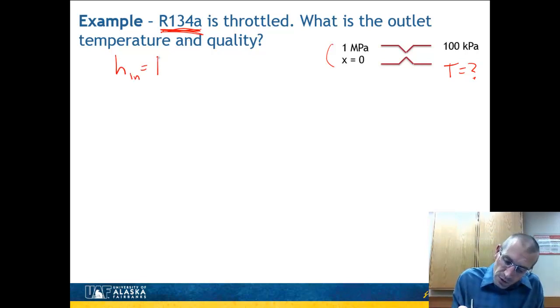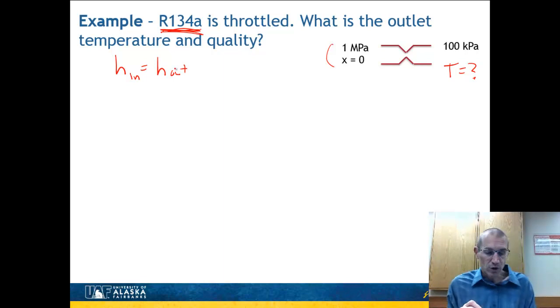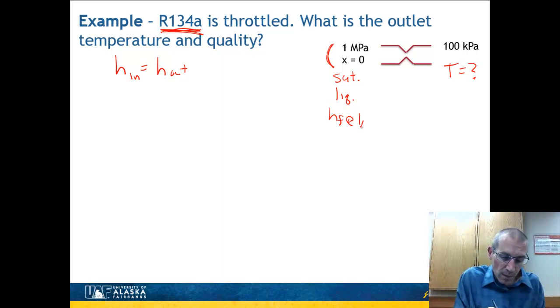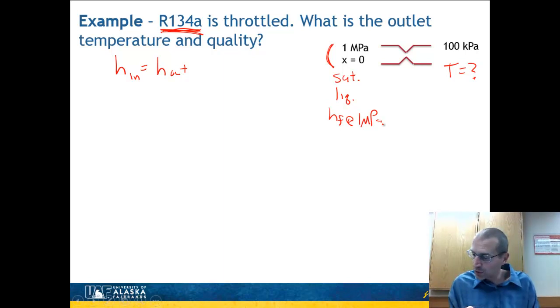H in is equal to H out. So I have 2 intensive variables here. I have a pressure, and I'm told that it's a saturated liquid. That's what X equals 0 means. It's a saturated liquid, and so I can go ahead and find out the enthalpy that's going in. That's going to be H sub F at 1 megapascal. So that's the enthalpy that goes in.